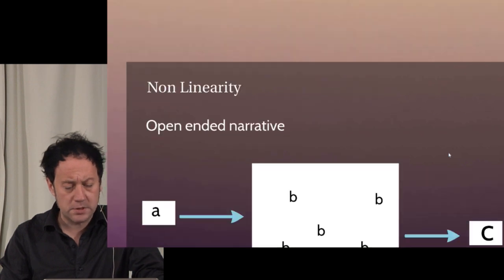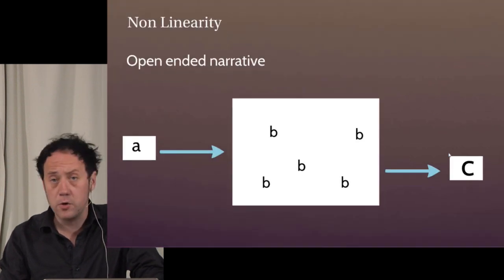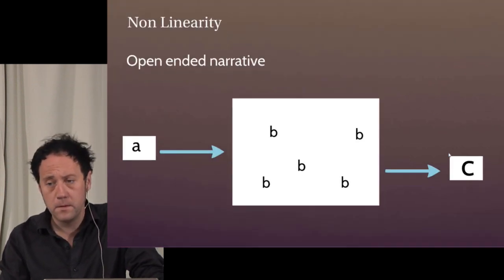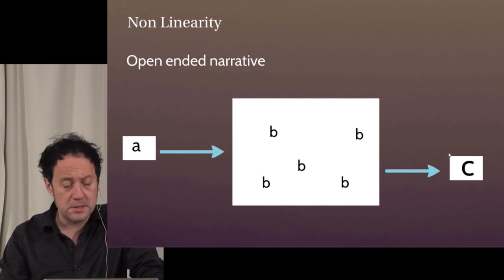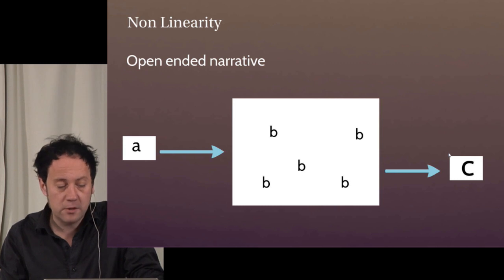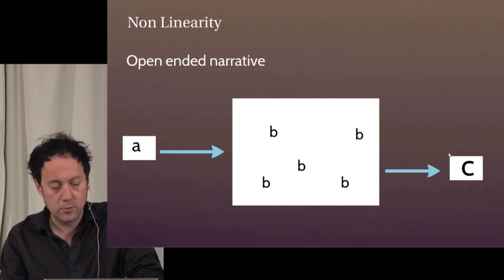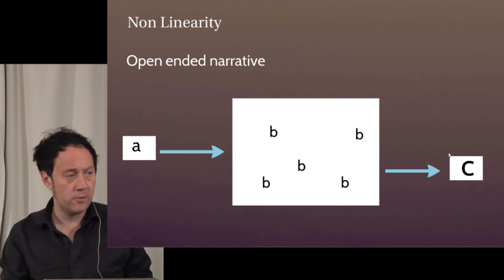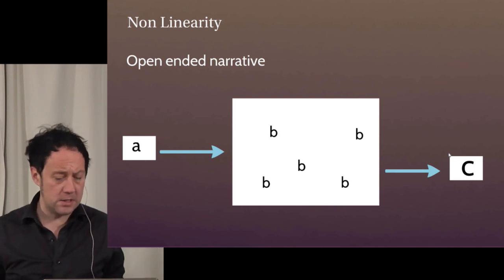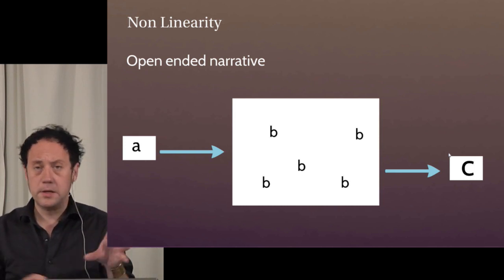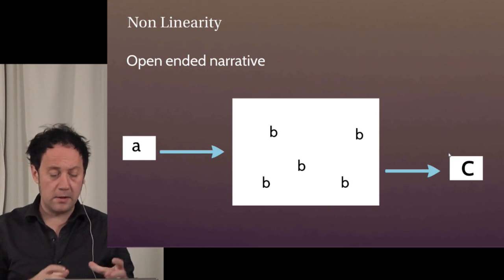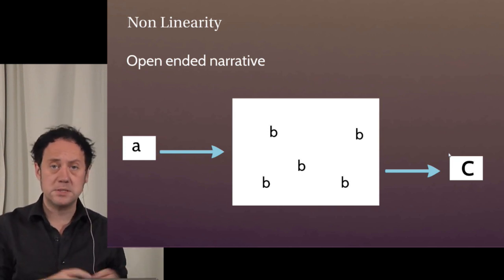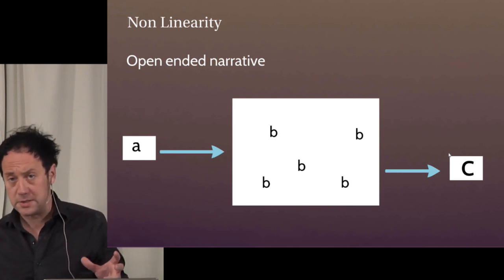And the reason for doing so is, to a large extent, economic, since branching narratives are very costly. This is, again, another way to visualize an open-ended narrative, where you have event A that sets us off, and in trying to get to C, we'll be able to run into a number of different options. But after having played around in this sandbox, we're still moving to event C.